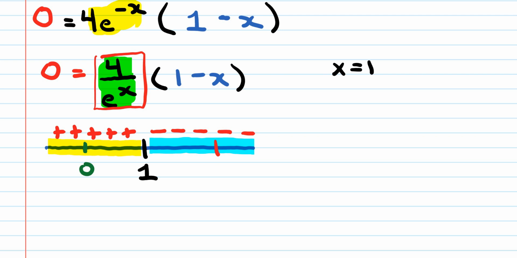Okay, so it turns out that at our critical point of 1, since the slope goes from positive to negative, so it goes from a positive slope to a negative slope, we end up having a max here at 1, right? So when x equals 1, we have a max. Okay, after that, let's go ahead and find the coordinate there.